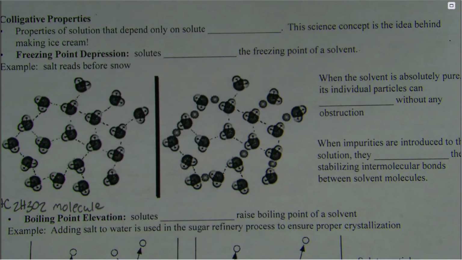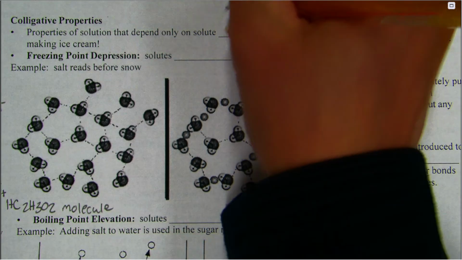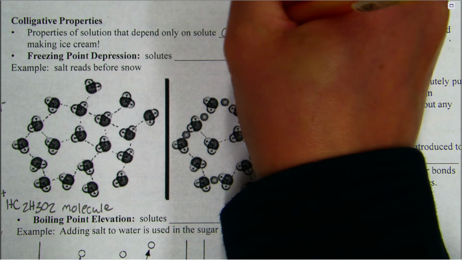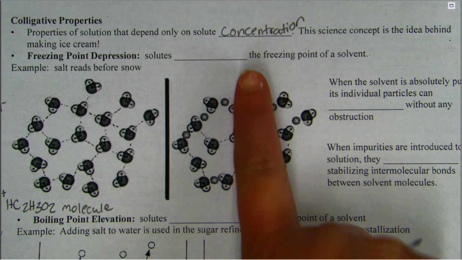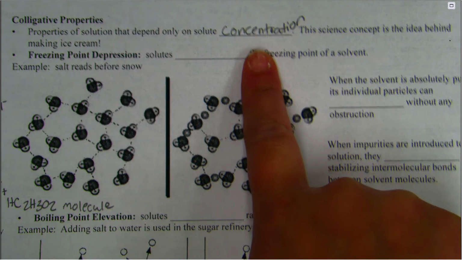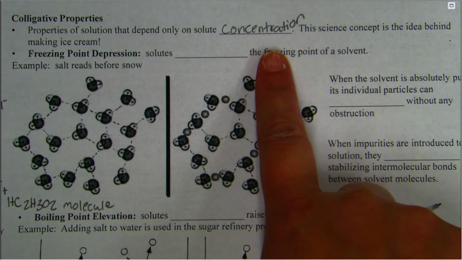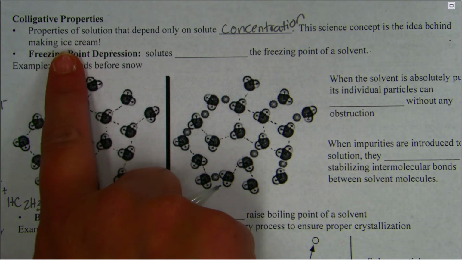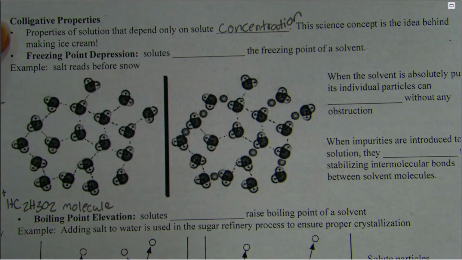All right, let's look at colligative properties. These are properties of a solution, and they depend only on the solute concentration. The solute dissolves in the solvent, so they depend on the concentration of what's being dissolved. And this is the concept behind making ice cream. Ice cream is able to be made due to colligative properties.